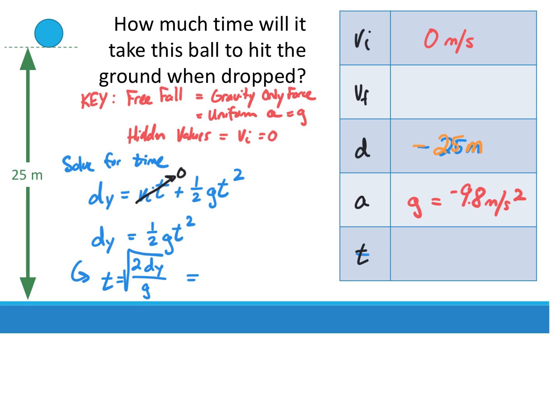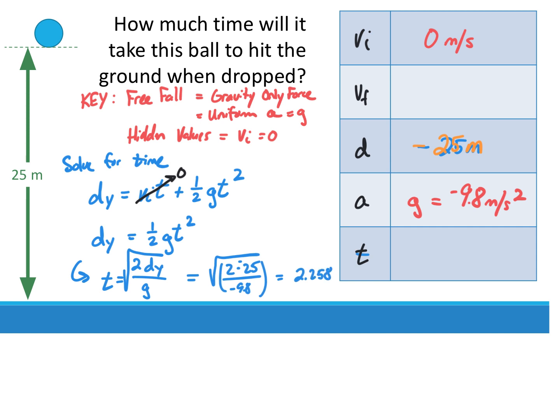In my new equation, I can substitute my numbers in. I'm taking 2 times the negative 25, and the square root of that divided by negative 9.8. Luckily, a negative divided by a negative will create a positive, so we don't have to deal with that inside our square root. And we end up with the time value of how long it takes for the ball to fall that 25 meters when we only knew the initial distance dropped.